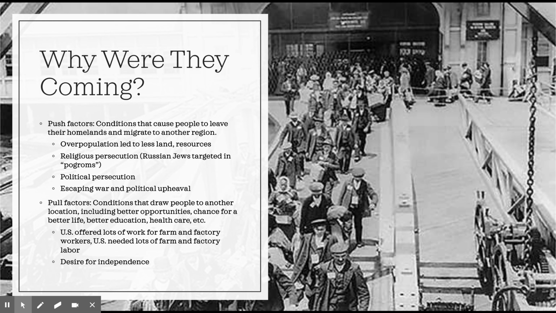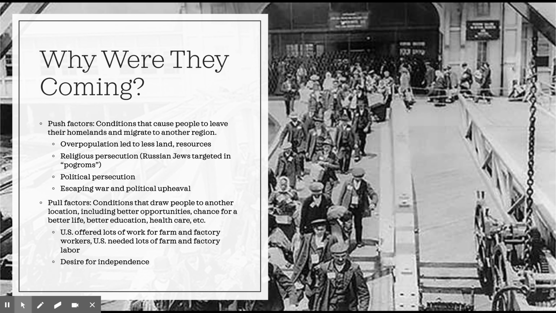So, first of all, push factors were conditions that cause people to leave their homelands and migrate to another region, right? So, it was the reasons that pushed them out and caused them to leave their homeland. For example, overpopulation in places like Europe and even China meant that there was less land for people to live on and less resources. So they came to the United States because they believed, and to some extent they were able to, find more land.